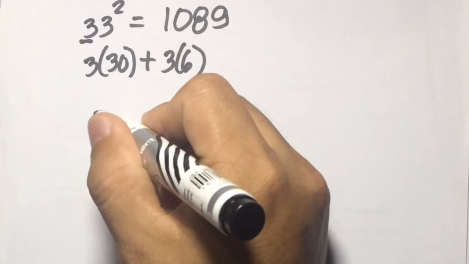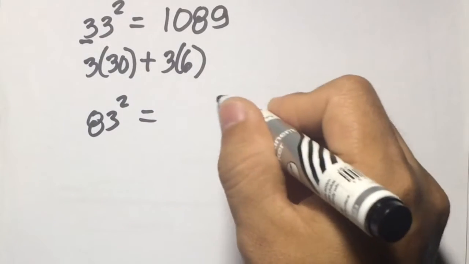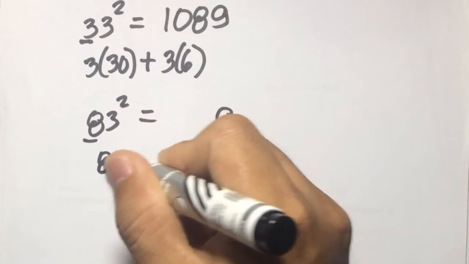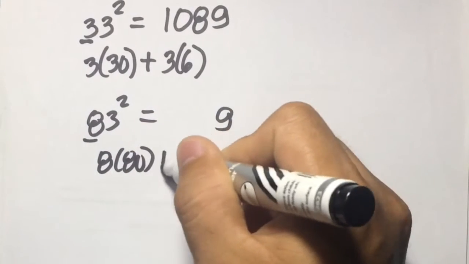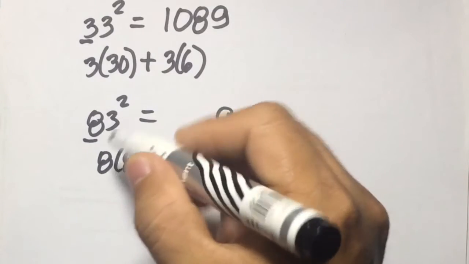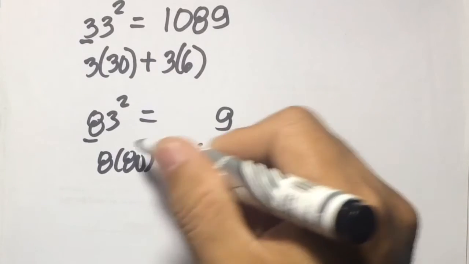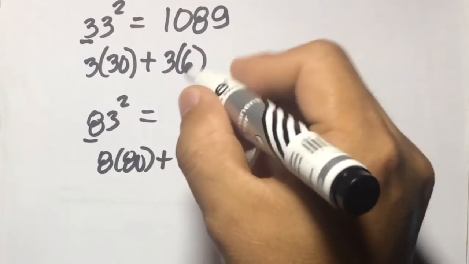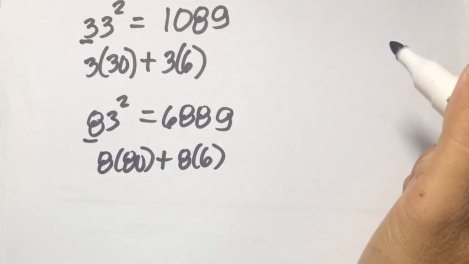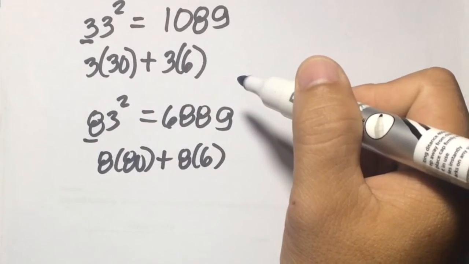Let's have 83 squared. So the last digit is 9 here. Then the first digit is 8. So you're going to have 8 times 80, then plus 8 times 6. 8 times 80 is 640, plus 8 times 6 is 48. So add that, and that will be 688. So you're going to have 83 squared as 6,889.